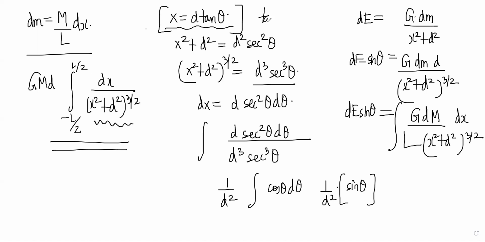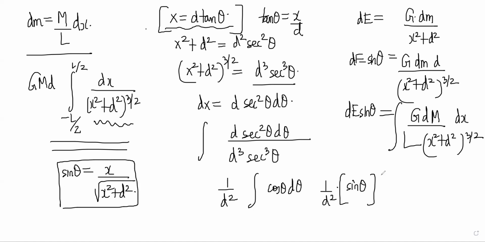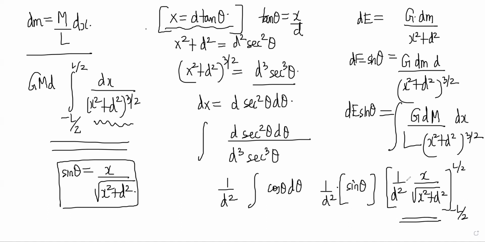Tan theta was x by d, so sine theta would be basically x by root over x square plus d square. So I will say it is 1 by d square times x by root over x square plus d square. That is after integrating and putting back the old values. And now you'll do L by 2 to minus L by 2. So when you do this, you'll get L by 2 minus minus L by 2. You'll get an L on top.